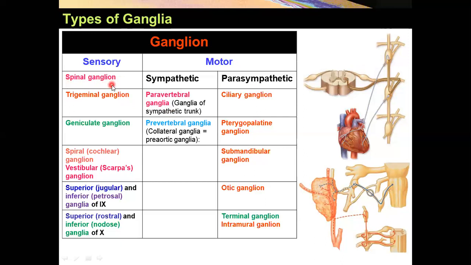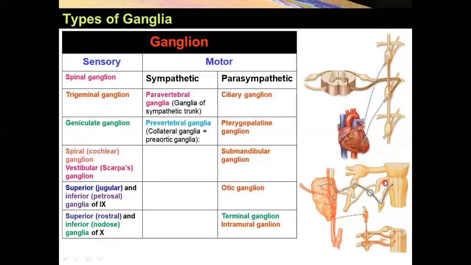This spinal ganglion is for spinal nerves. We have 31 pairs of spinal nerves, and also we have 31 pairs of spinal ganglia as well. So for each spinal nerve, there is a spinal ganglion. Similar to our spinal nerves, certain cranial nerves also have sensory ganglion. The fifth cranial nerve, the trigeminal nerve, has trigeminal ganglion, which is here.